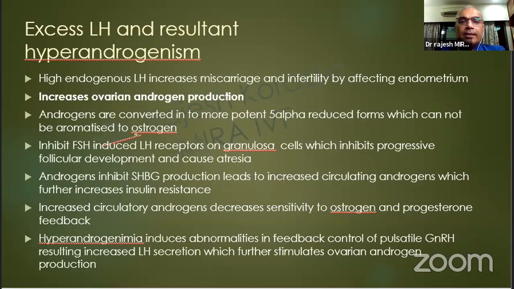the insulin resistance. The increased circulatory androgens decrease the sensitivity to the estrogen and progesterone feedback mechanism. And hyperandrogenemia induces abnormalities in the feedback control of pulsatile GnRH, resulting in increased LH secretion, which further stimulates the ovarian androgen production. So it's a vicious cycle. So these are, in a nutshell, the effects of the hyperandrogenic environment in the follicle.